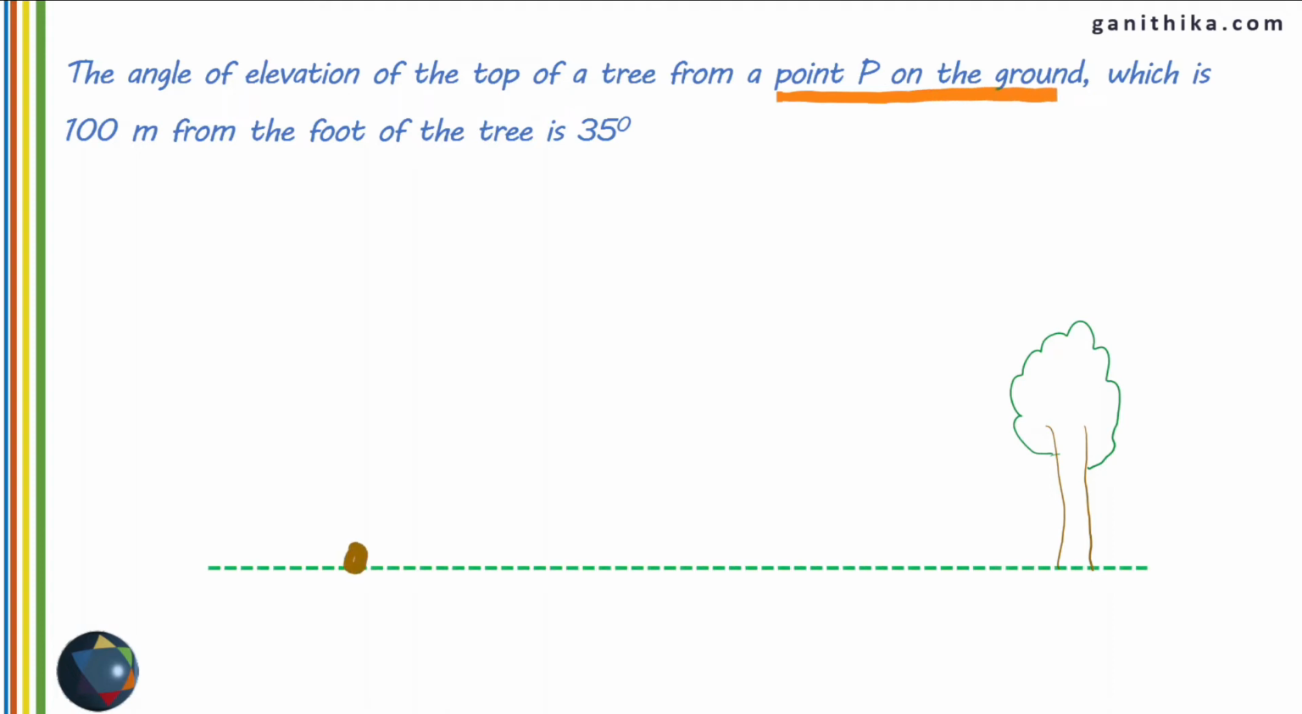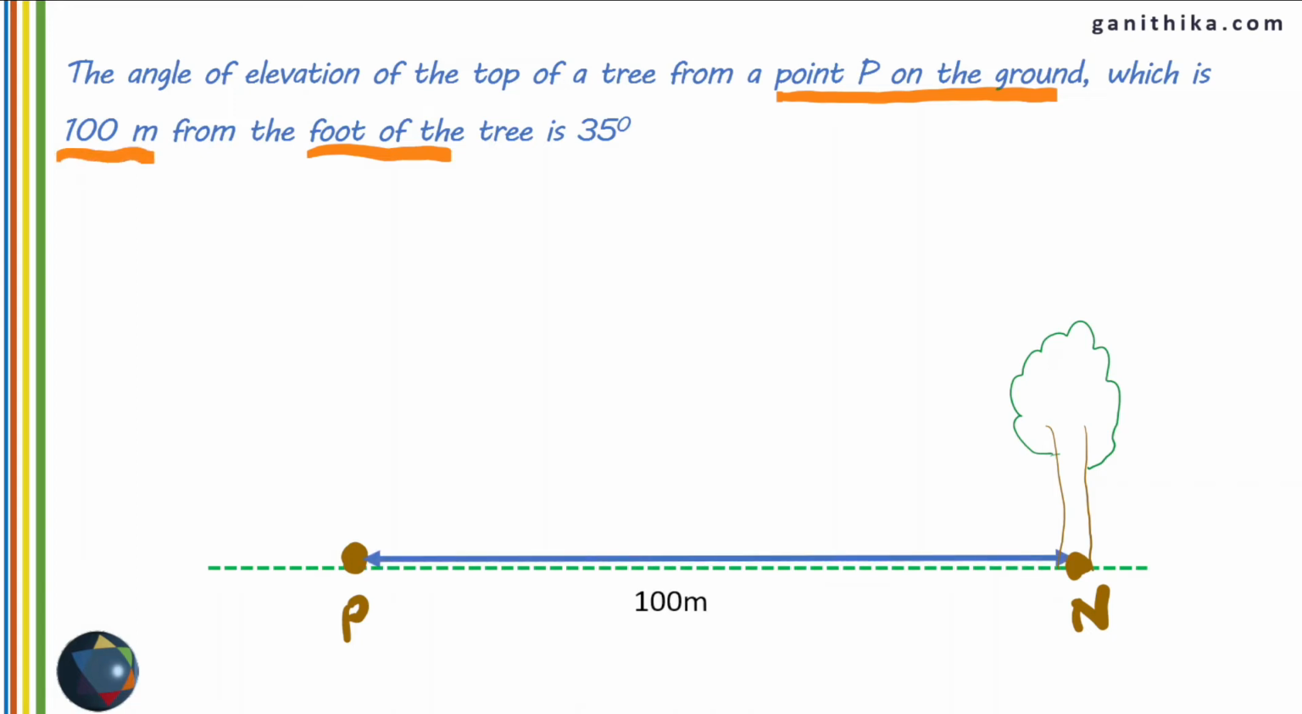Therefore, we can consider the ground to be the green dotted line, which is a horizontal line, and there is a point P on the ground, which is 100 meters from the foot of the tree. So the foot of the tree is here, which can be called N. Therefore, the distance between P and N is 100 meters. So the distance of the point P from the foot of the tree is 100 meters.